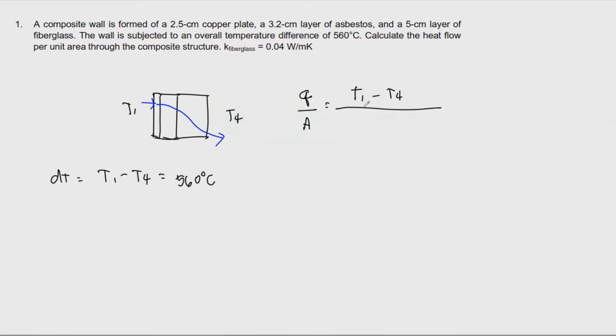Then this will be divided by all the resistances offered by each material. That is delta X1 divided by K1, plus delta X sub 2 divided by K sub 2, and then the last one is our third material. So this is our formula, and this is pretty easy if we just have the thermal conductivities. What we're given is the thermal conductivity of fiberglass, and that is K sub 3. So we only need to find K sub 1 and K sub 2. In that case, K sub 1 is equal to the thermal conductivity of copper or the copper plate.